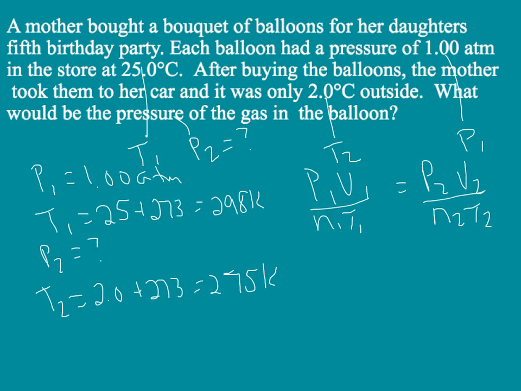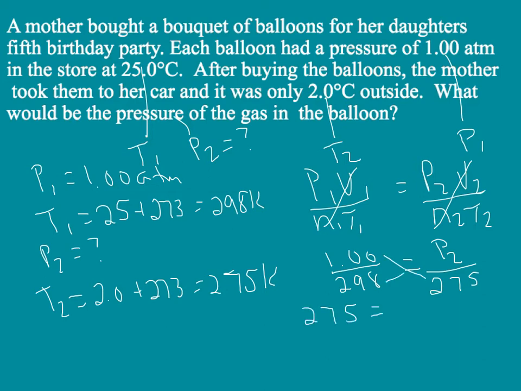And we're going to cross out everything that's not used. So we're going to cross out volume and moles because those are not mentioned in our problem. And then we're going to take the pressure of 1 over the original temperature, 298, equals pressure 2, which we don't know, over the second temperature, 275. We're going to cross multiply: 100 times 275 equals 298 times P. And then we're going to divide by 298 to get the pressure equal to 0.923 with 3 sig figs again.